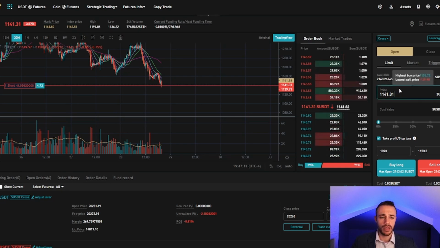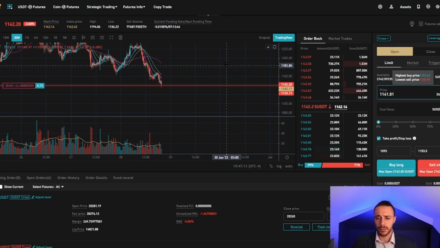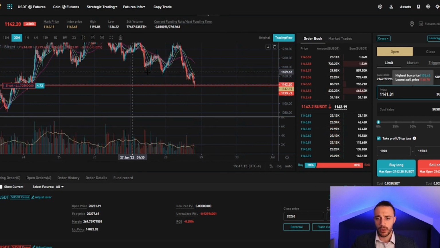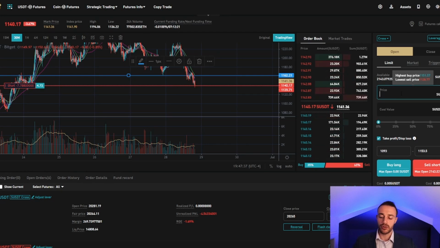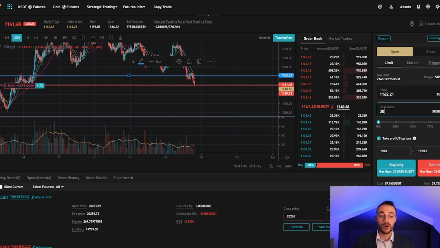So for our limit order, we want to select the price that we want to short at. So let's say when price comes back up here to this resistance level at $1,162.21, we want to short. So we would come on over here to the right side of the screen, and where it says price, we enter the price where we want to go short. So it's $1,162.21. And again, we want to use $300 as our position size for this trade.